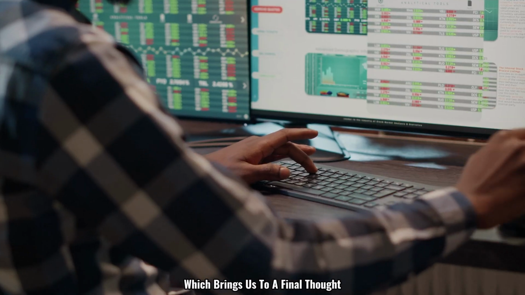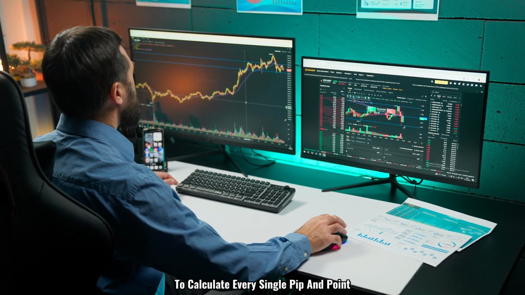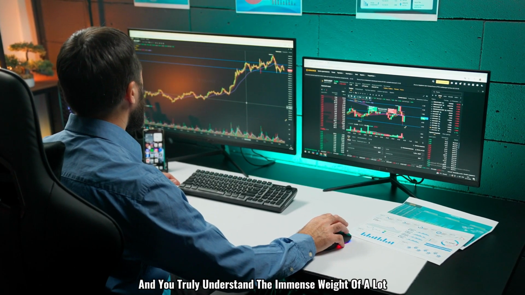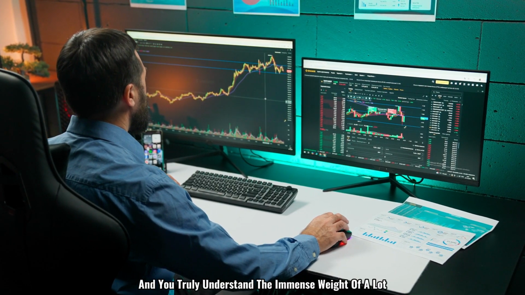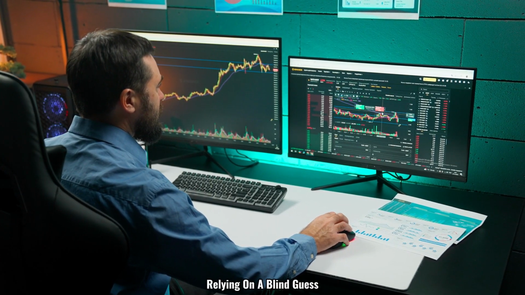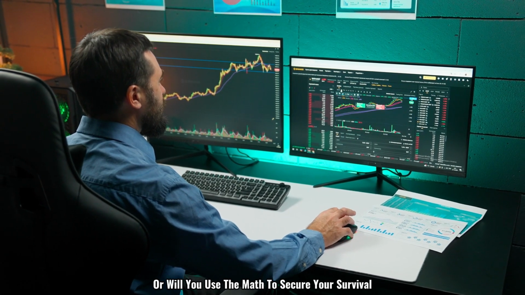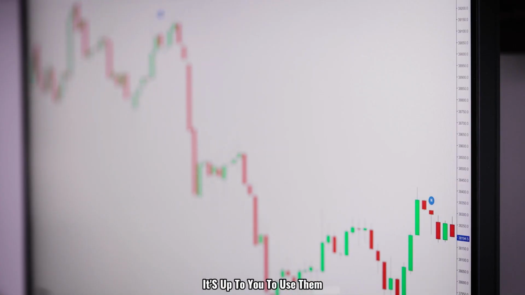Which brings us to a final thought. Now that you have the formula to calculate every single pip and point, and you truly understand the immense weight of a lot, what are you going to do with it? Are you going to enter your next trade relying on a blind guess, or will you use the math to secure your survival? The numbers are right there. It's up to you to use them.